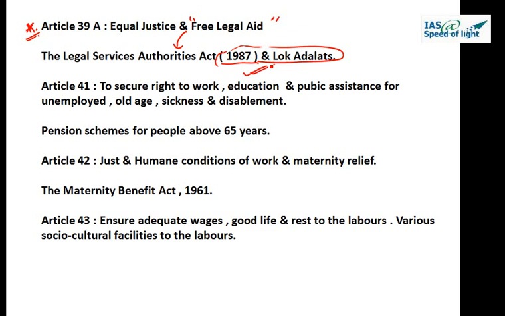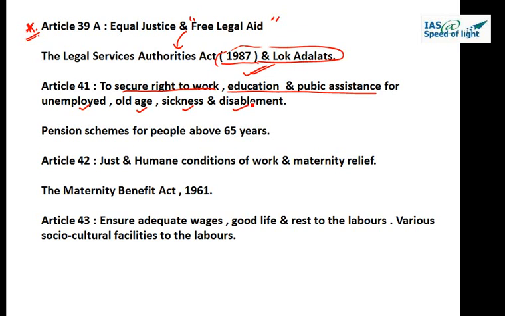Next article is article number 40, which we will study under the Gandhian principles, based on Gandhian philosophy. Now, 41st is the right to work, to education, and to public assistance in certain cases. So this article is talking about securing the right to work, education, and public assistance for the unemployed people, for the old age people, for the sick people, and for the disabled people.